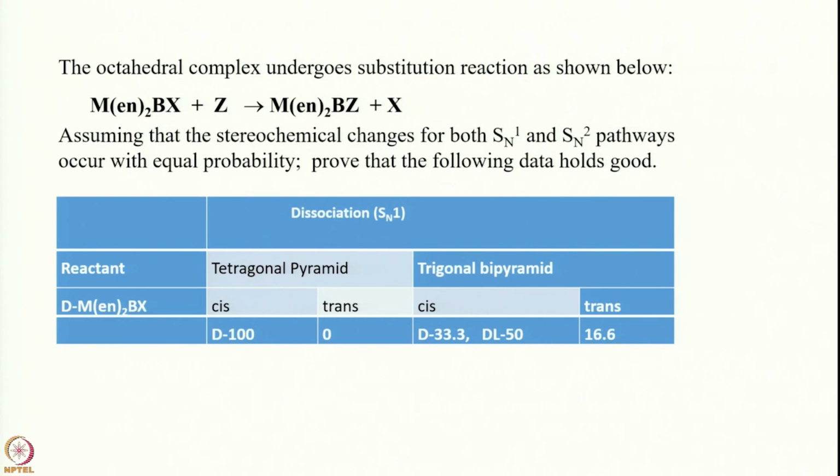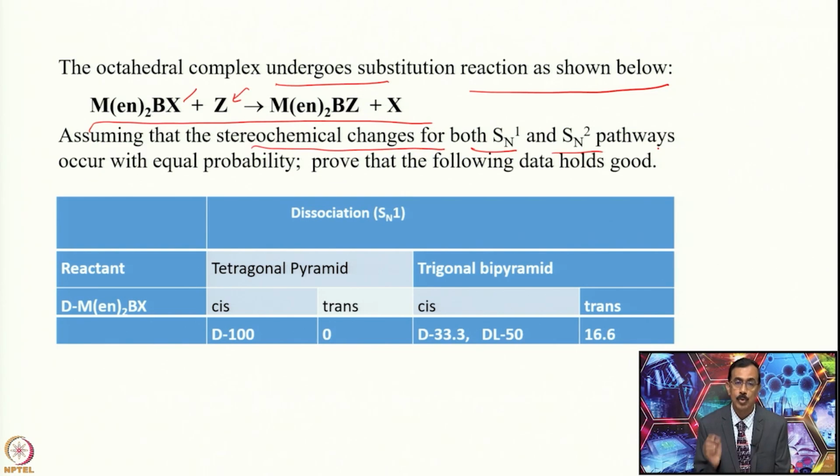Now, the first problem: the octahedral complex undergoes a substitution reaction as shown below, where you should remember this is an optically active compound, Z is the entering ligand and X is the leaving ligand, and then we get a compound like that. Assume the stereochemical changes for both SN1 and SN2 pathways. That means you have to consider the dissociative mechanism as well as the associative mechanism, with equal possibilities, 50% for the dissociative and 50% for the associative pathway. Prove that the following data holds good, keeping the probability of undergoing the dissociative pathway and the associative pathway at 50% each.